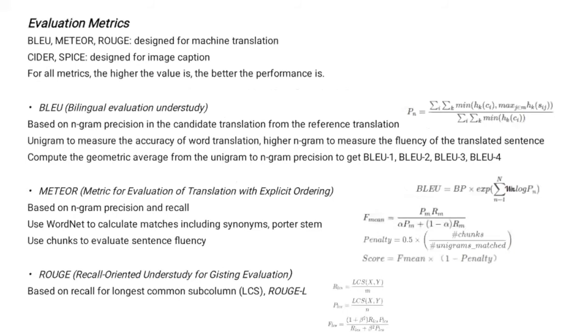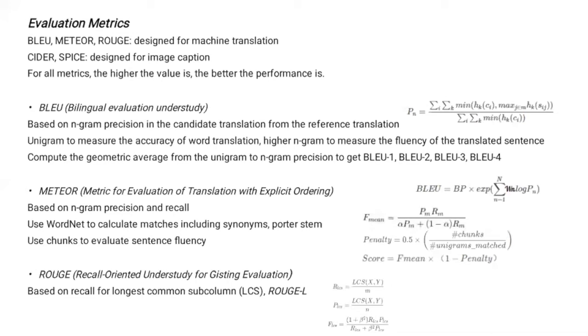There are 5 evaluation metrics used in the following experiments: BLEU, METEOR, ROUGE, CIDEr, SPICE. The first 3 were originally designed for machine translation. CIDEr and SPICE are designed particularly for image captioning. For all these metrics, the higher the value is, the better the performance is. I will introduce each briefly.